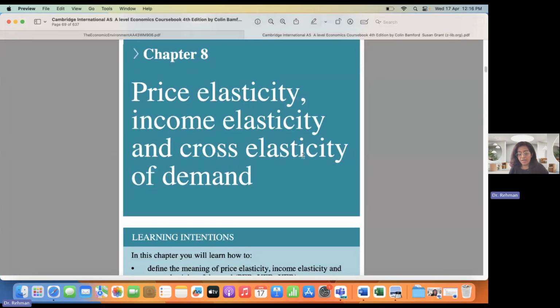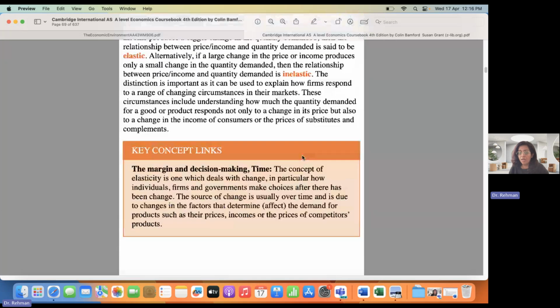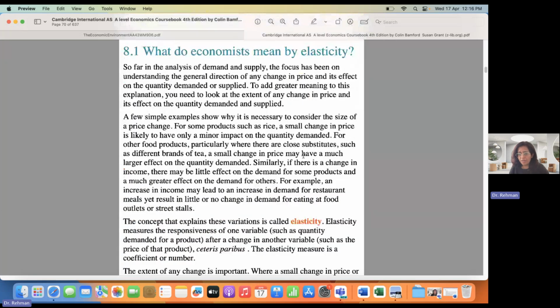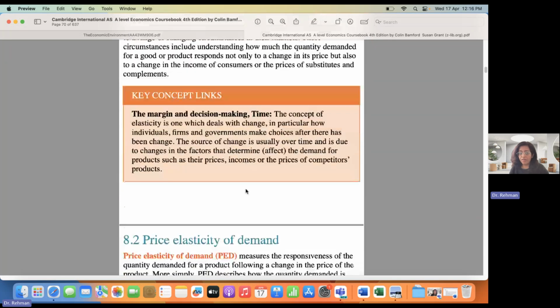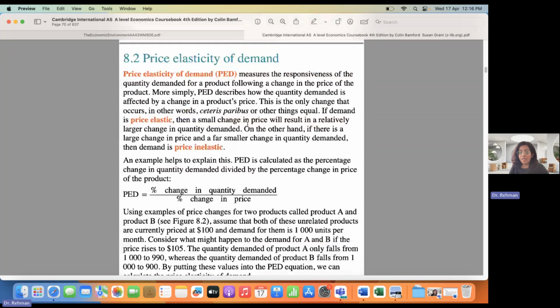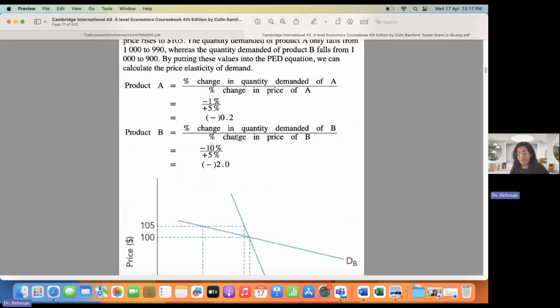These are the notes that you already have. I'm just giving you a brief introduction. What do we mean by elasticity? Go through this entire content. It is very, very important. Here is the calculation of price elasticity of demand. There are a lot of examples given here.